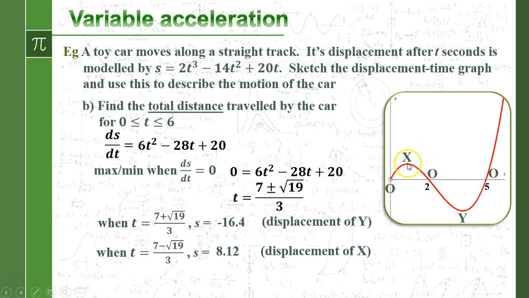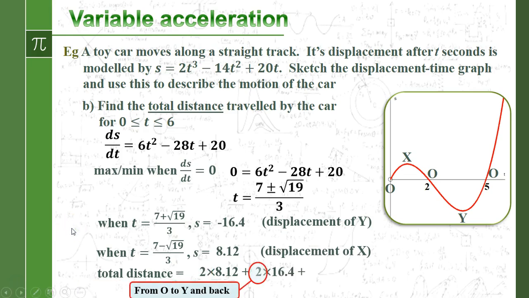So now we know how far away x is from the origin, we know how far away y is, but we've still got to think very carefully about how far it's travelled in total, because to go from 0 to x and back to the origin, obviously the car has travelled 2 times that value. Likewise with y, so our total distance travelled is 2 times from 0 to x and back, 2 times from 0 to y and back, so we've gone to x, come back, we've gone to y, come back, and then we've got the final bit up to the 6th second, which we had from the previous part, which was 48 metres. So there's our total distance travelled, which is a total of 97 metres.